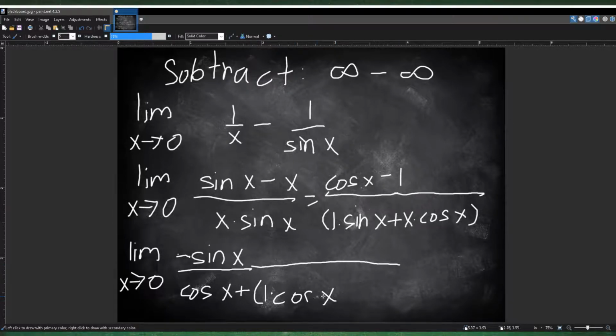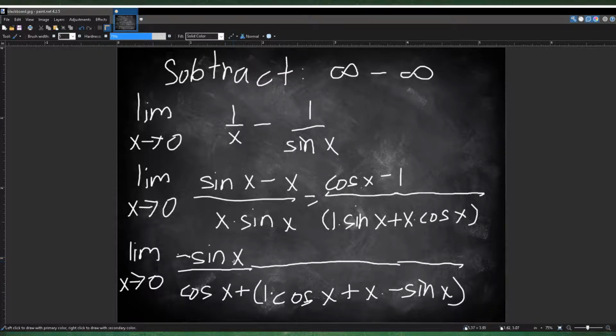Cosine of x plus the original function, which is x, times the derivative. The derivative of cosine of x is negative sine of x. So now we have this. Is this indeterminate? Well, we just have to plug in x equals 0.